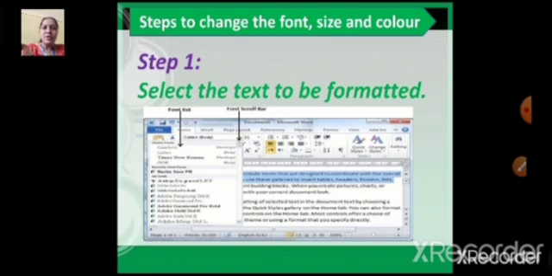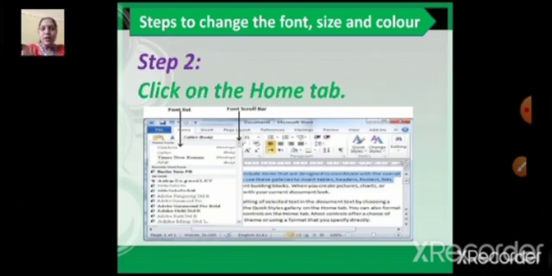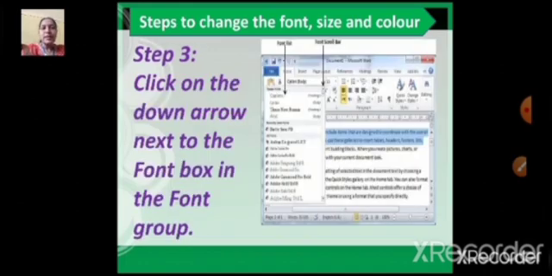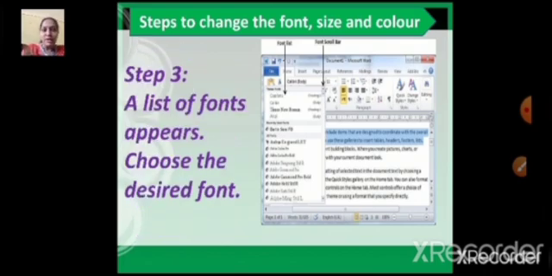To apply the font, select the text to be formatted and click on the Home tab. There you have the font option. Click on the down arrow next to the font box in the font group. A list of fonts appears. Choose the desired font to apply the font.